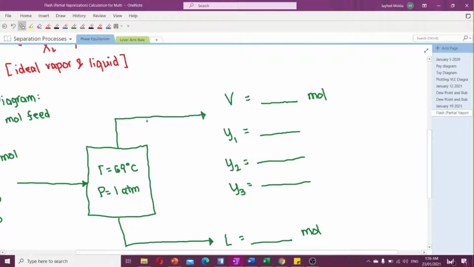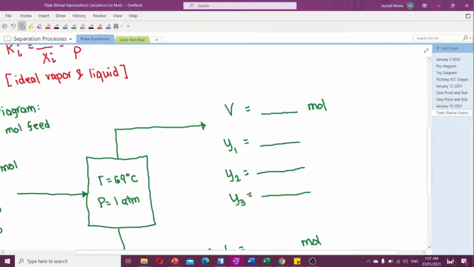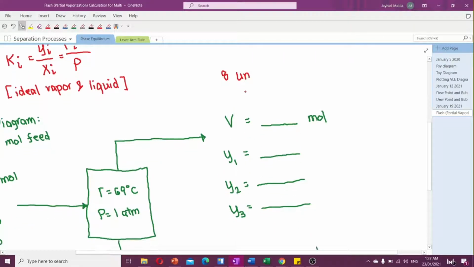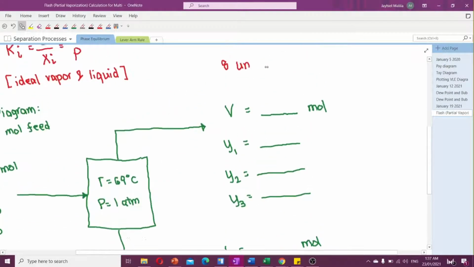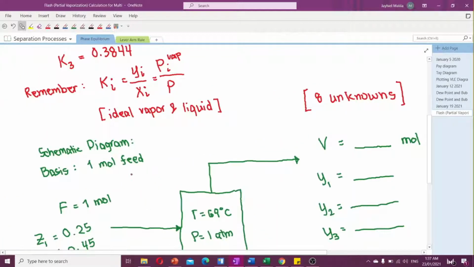So let's count how many unknowns we have. 1, 2, 3, 4, and then 5, 6, 7, 8. So we have 8 unknowns. Am I right? 1, 2, 3, 4. Okay, just to make sure. 8 unknowns. Of course, if we need to solve something, we need to make sure that we have an equal number of equations. Let's establish the equations first.